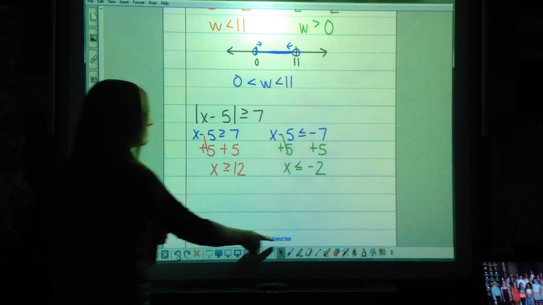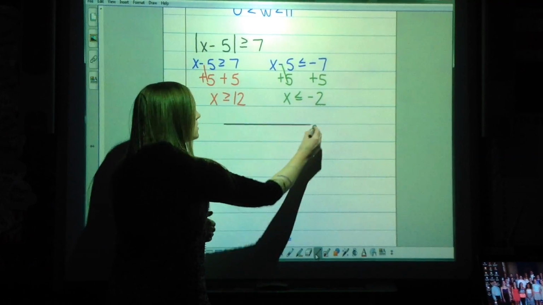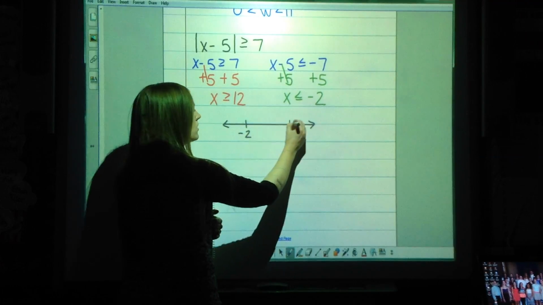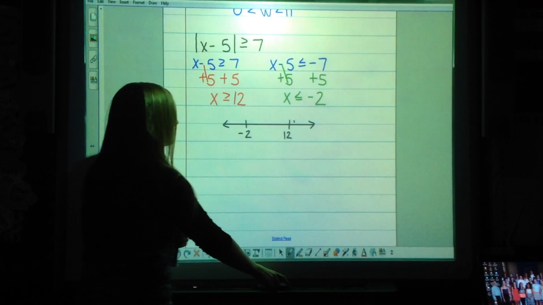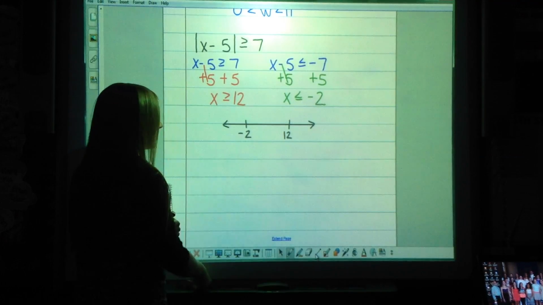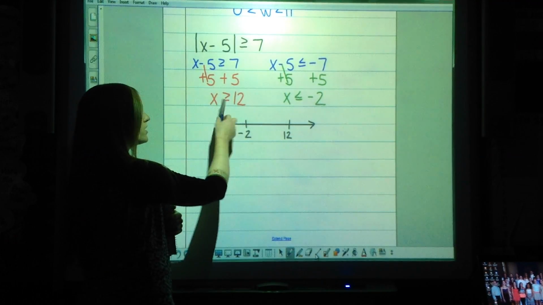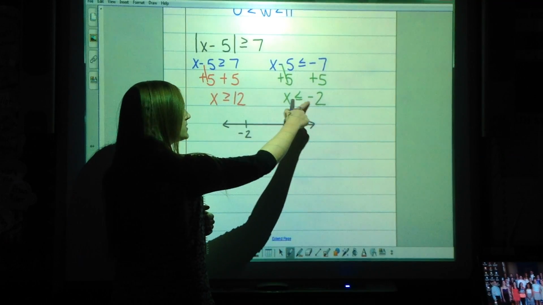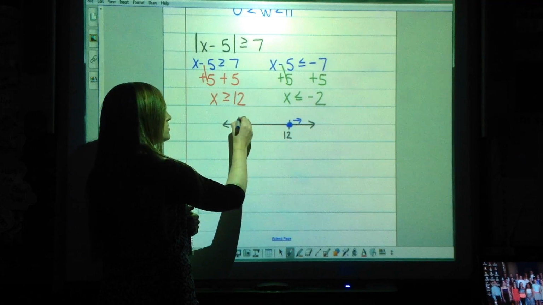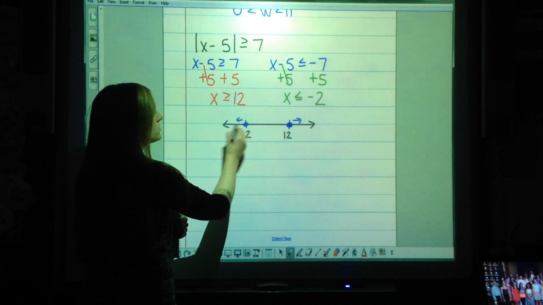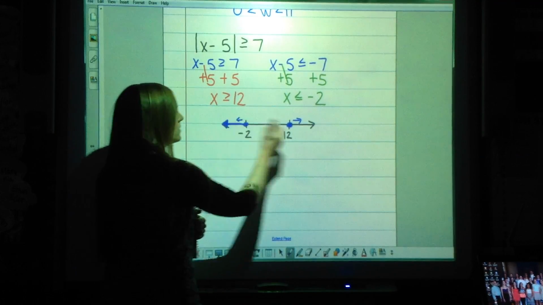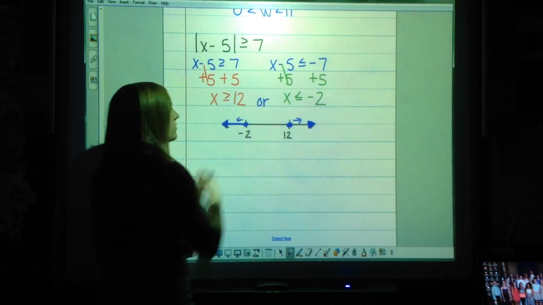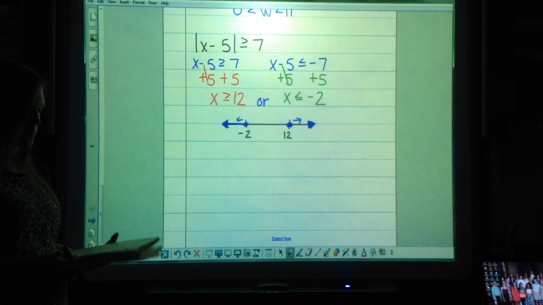You're going to want to graph it. Your graph is going to let you know if it's an and or an or. This says x is greater than or equal to 12, so I'm going to shade that way. x is less than or equal to negative 2. This is an or. So the graph is my answer, and then the inequality is also my answer because it's an or. All you have to do is put the word or in between the two inequalities.